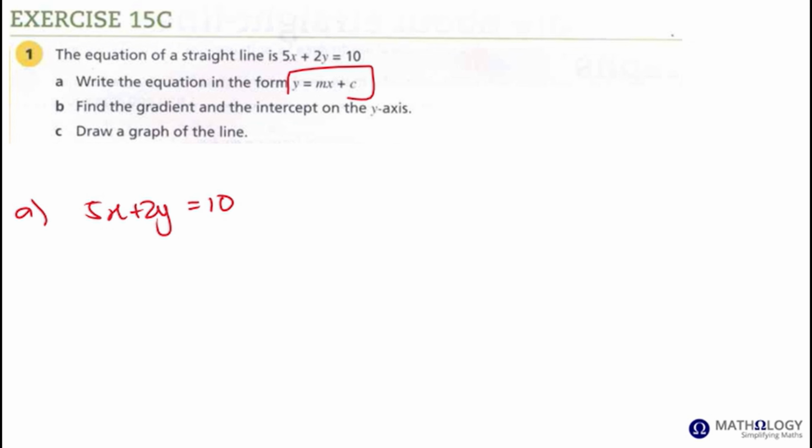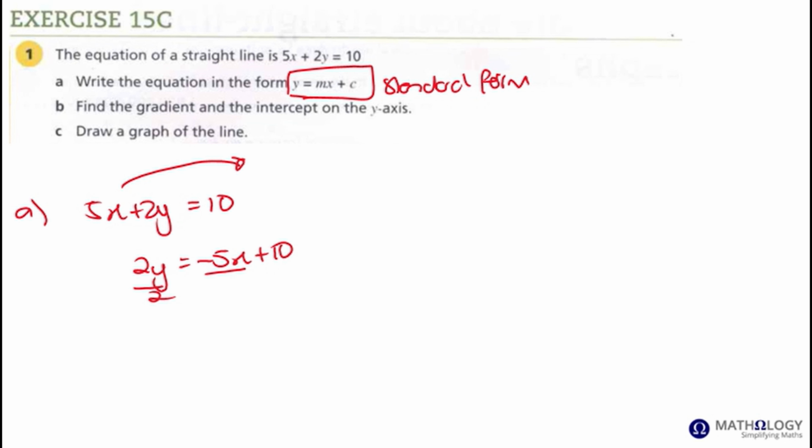y equals mx plus c is what is known as standard form. So we're basically making y the subject of the formula. Any term that contains a y will be on its own. 2y equals, we're taking 5x across to the right, minus 5x plus 10. And now we divide both sides by 2, all terms by 2. So y equals minus 5x over 2 plus 5.